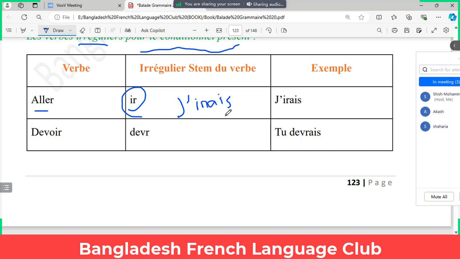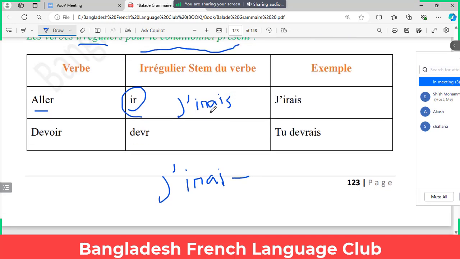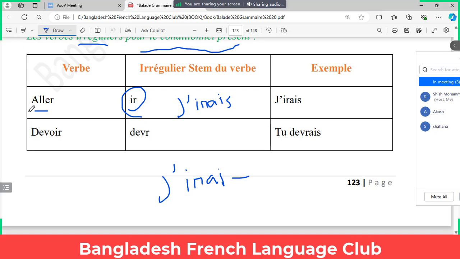J'irais means I would go. And if I say I will go, then it is j'irai, only i, not s. The s will not be there. It means I will go, and if we have this s there, then I would go. So you have to memorize the radical of these irregular verbs like aller.